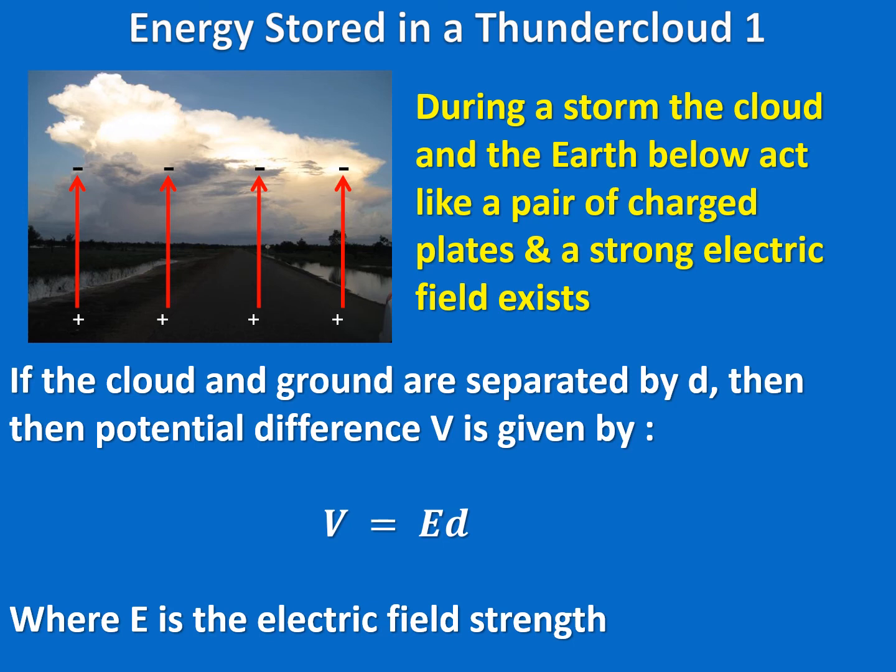E is the field strength and d is the distance. So remember, we can have field strength as volts per meter and then distances in meters. So we'll have the units of potential difference as volts. So that's what we'll do. Distance between the two, and we can find the voltage if we know the electric field strength.